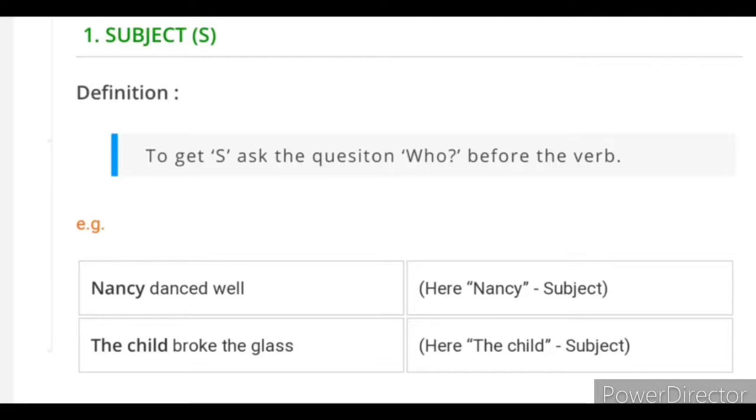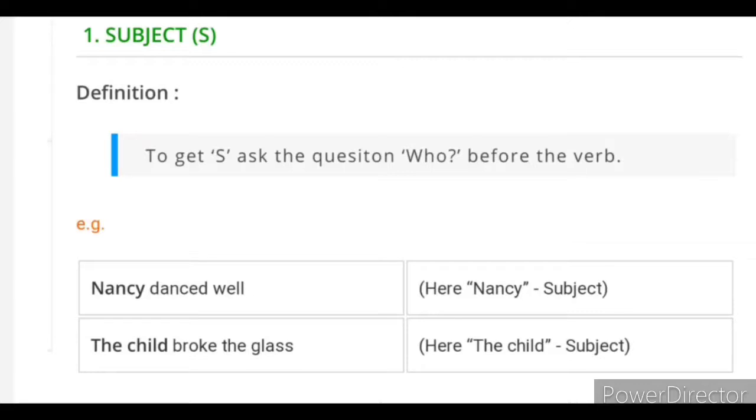Next, the child broke the glass. Who broke the glass? The child. That is the subject. So kindly listen, children. You will get the answer for the subject when you ask the question who. Very important. So kindly understand it. Subject will always come before the verb. And one more thing, if you want to be very sure what the subject is, you can put the question who there and you will get the answer for that. Okay children, so I hope you have understood what is subject.